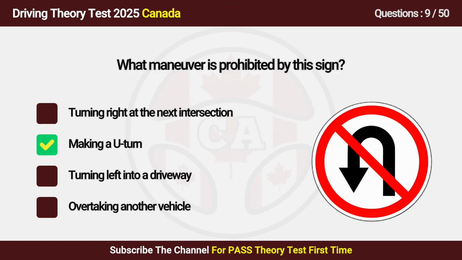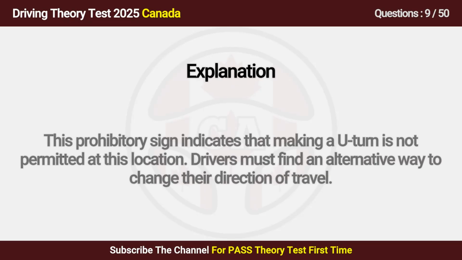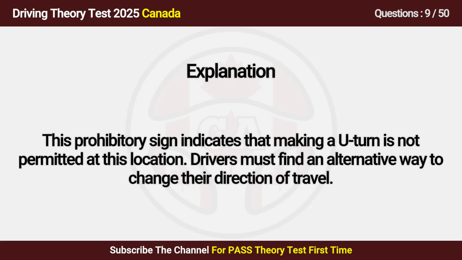Answer is B. Making a U-turn. This prohibitory sign indicates that making a U-turn is not permitted at this location. Drivers must find an alternative way to change their direction of travel.